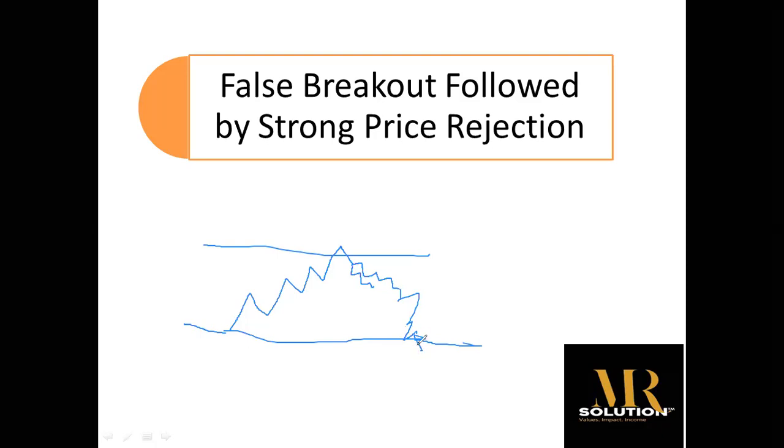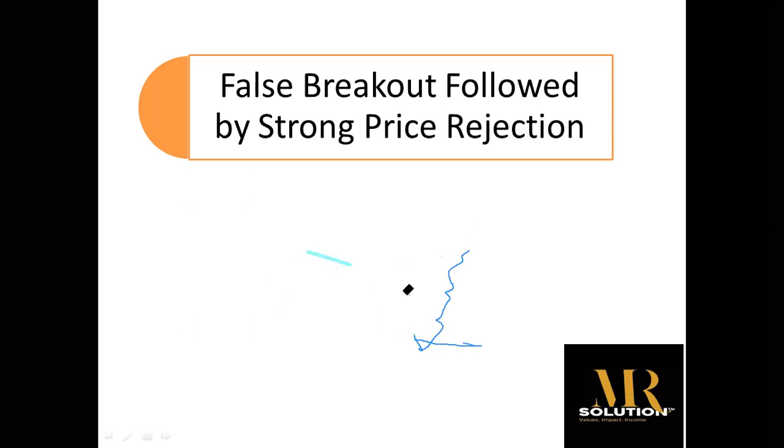I want to go against them, and then let's say it breaks it, then they might be saying the price is going to go short, then it gets rejected. If it gets rejected, the next thing that will happen is that the price will keep making a series of ups. So I want to see a strong price rejection. That's what I mean by false breakout followed by a strong price rejection. That's one of the candlestick formations I love to trade.